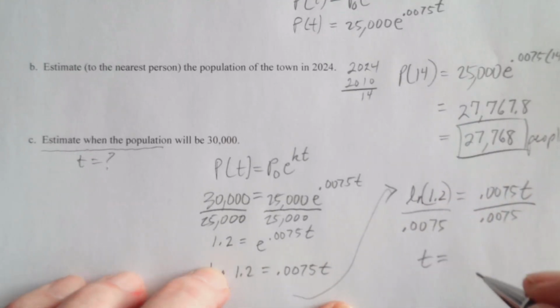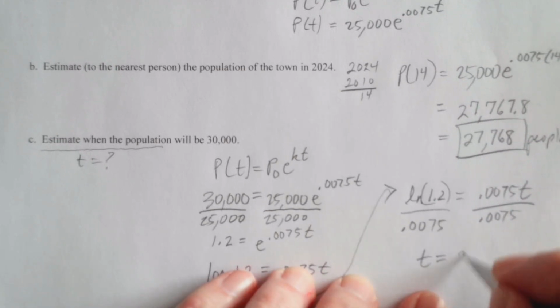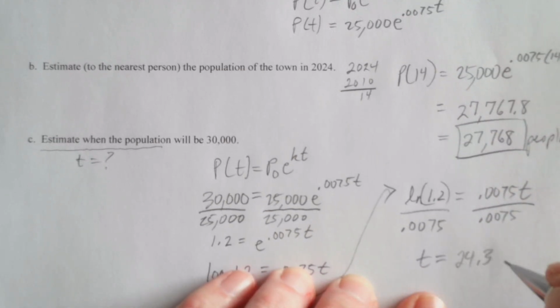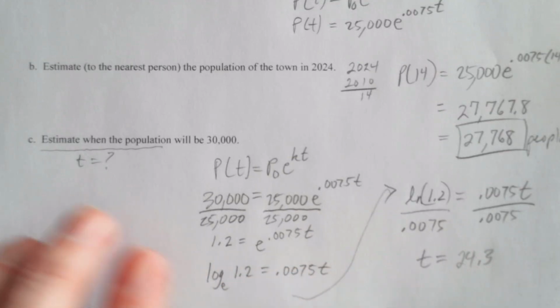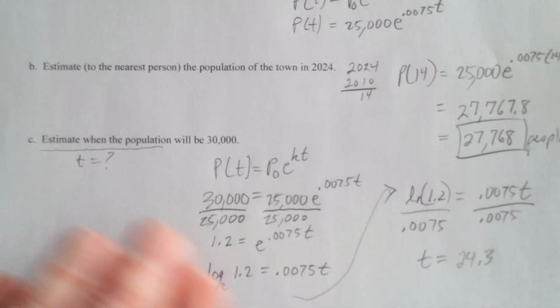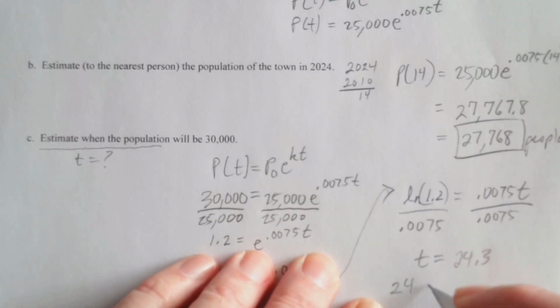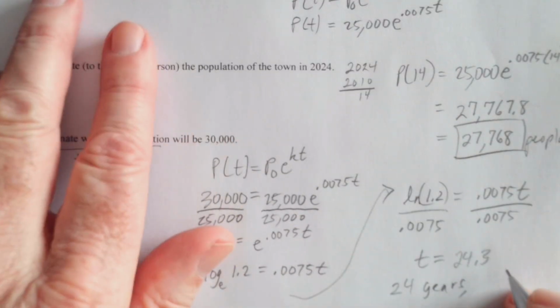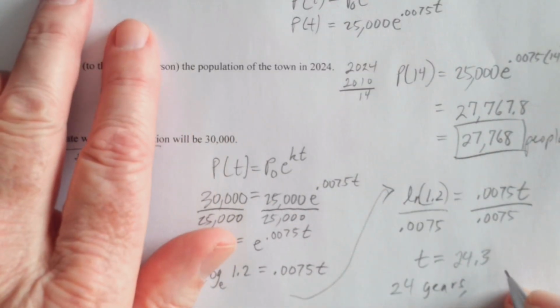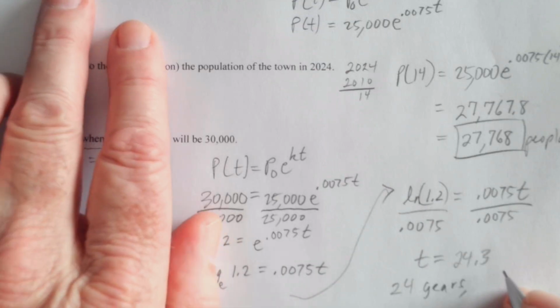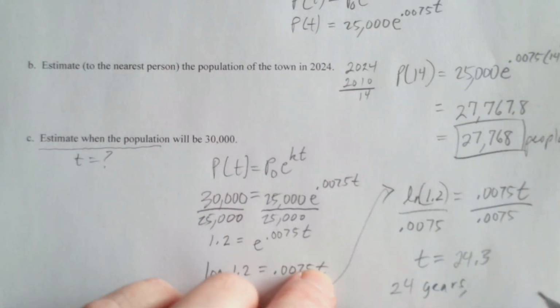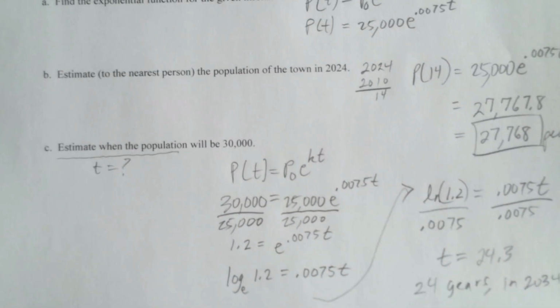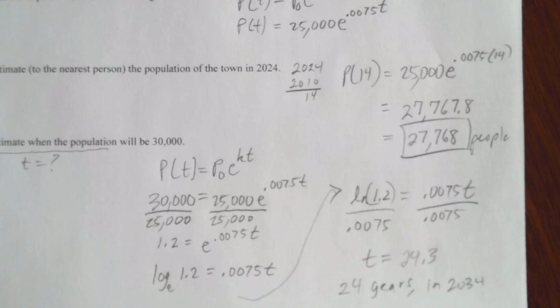When you do that, you should get about 24.3. It says, when will the population be 30,000? You could either say in 24 years, or the other way you could answer this is, notice it's 24 years from 2010, so that would be in the year 2034. Either of these answers would be fine. All right, so that's it for this video. Hope that helps.